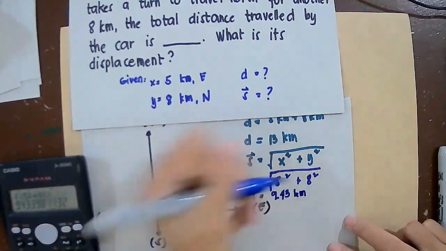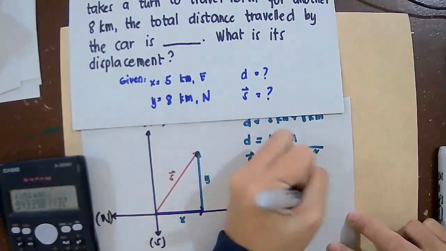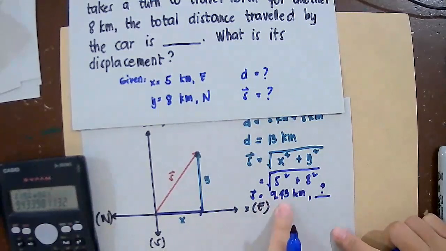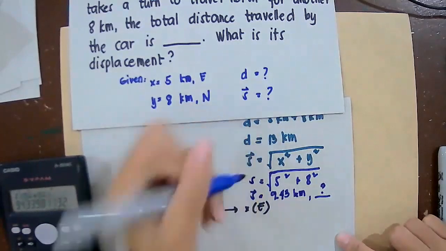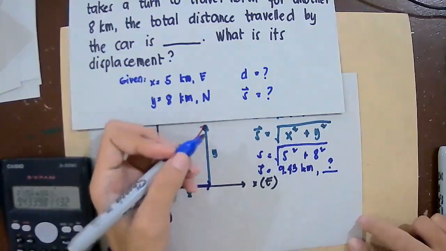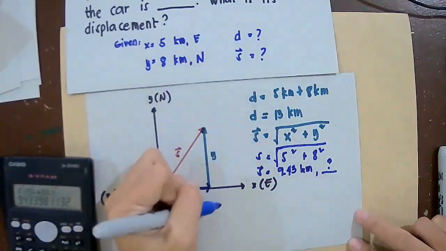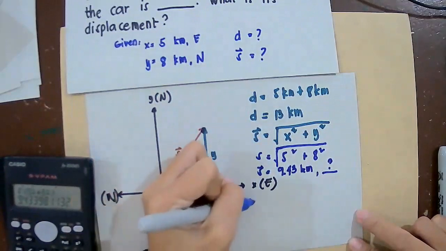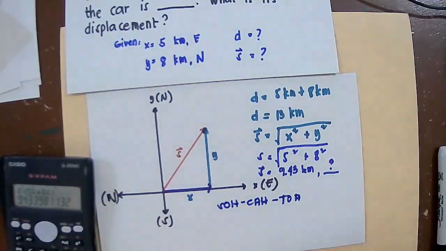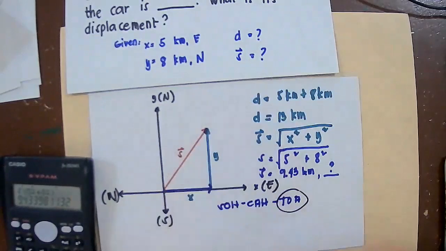That's kilometer. And then, what about now your direction? Okay? So, ito, magnitude pa lang ito siya. Okay, wala pang direction. Now, how to get your direction? We will use your trigonometric functions. Okay? So, dito na i-apply si SOHCAHTOA. Okay, so in this case, what we are going to use is si TOA.